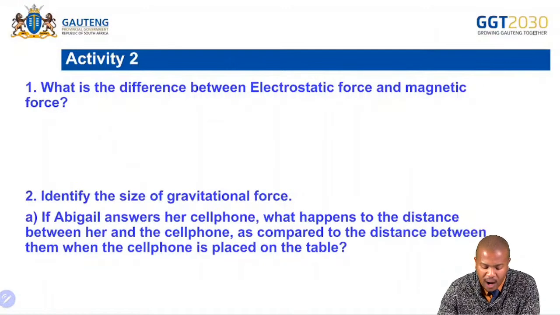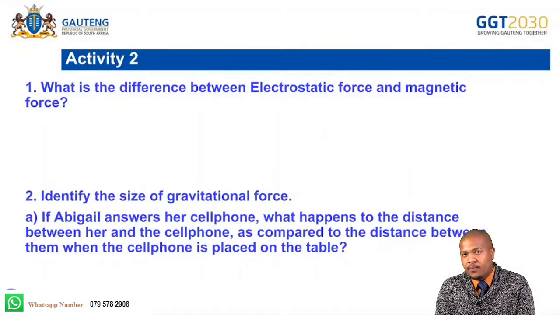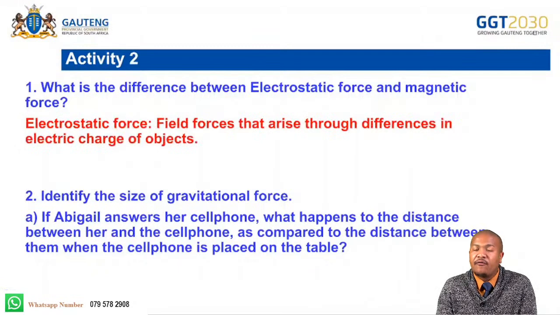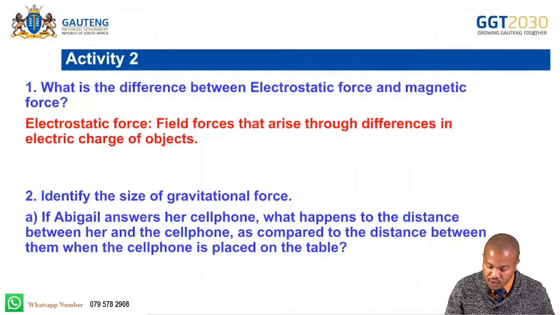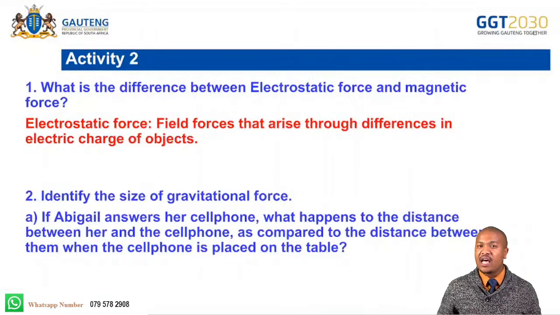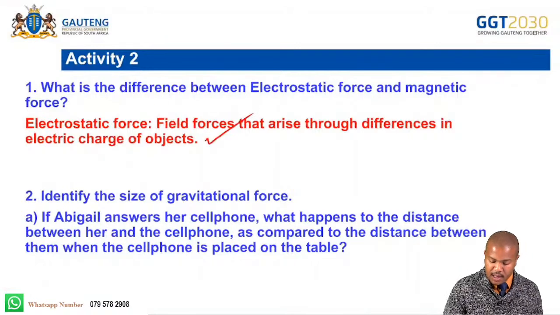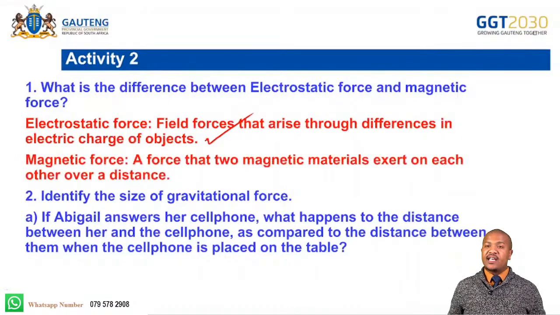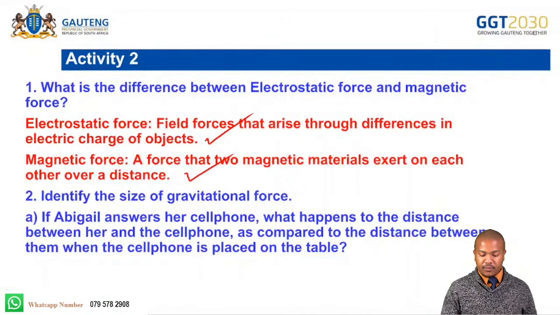Number 1, what is the difference between electrostatic force and magnetic force? Right? So electrostatic force is the field force that arises through differences in electric charge of objects, right? So objects need to undergo friction, for the one to lose electrons and the other one to gain electrons, then you have different charges, right? Then magnetic force. It is a force that two magnetic materials exert on each other over a distance, right? That is the difference.